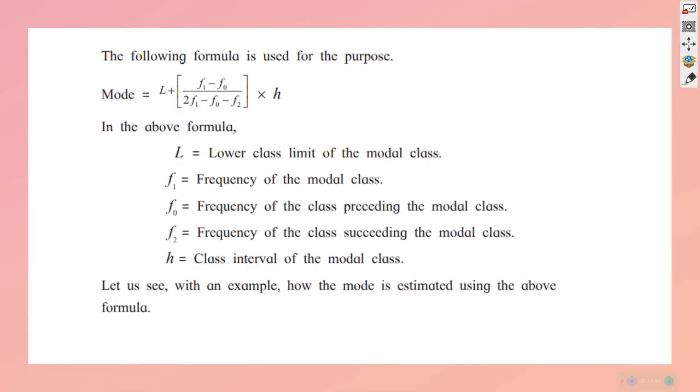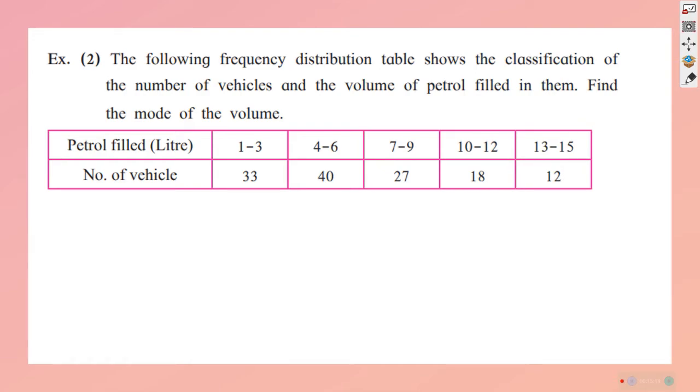So I will be going a little fast because the formula is given directly, and each notation in the formula: L is the lower limit, F1 is the frequency of the modal class, F0 is the frequency of the class preceding the modal class, F2 is the frequency of the class succeeding the modal class, H is the class interval like before. So from this we can find the mode of the data. Here is an example for understanding.